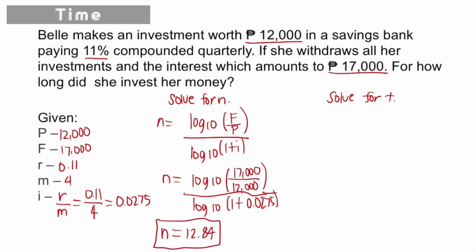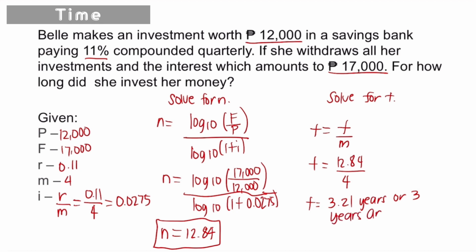Lastly, we need to divide N by M in order to get our time. Again, substitute the given numbers and it will be 12.84 divided by 4. Then compute, and our final answer is 3.21 years, or 3 years and 2 months. That will be our value for time.